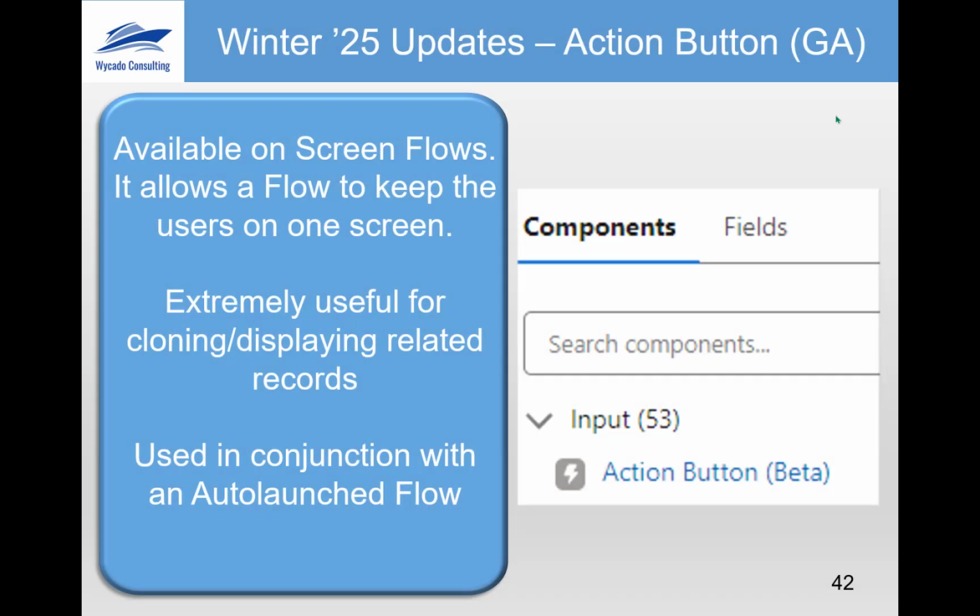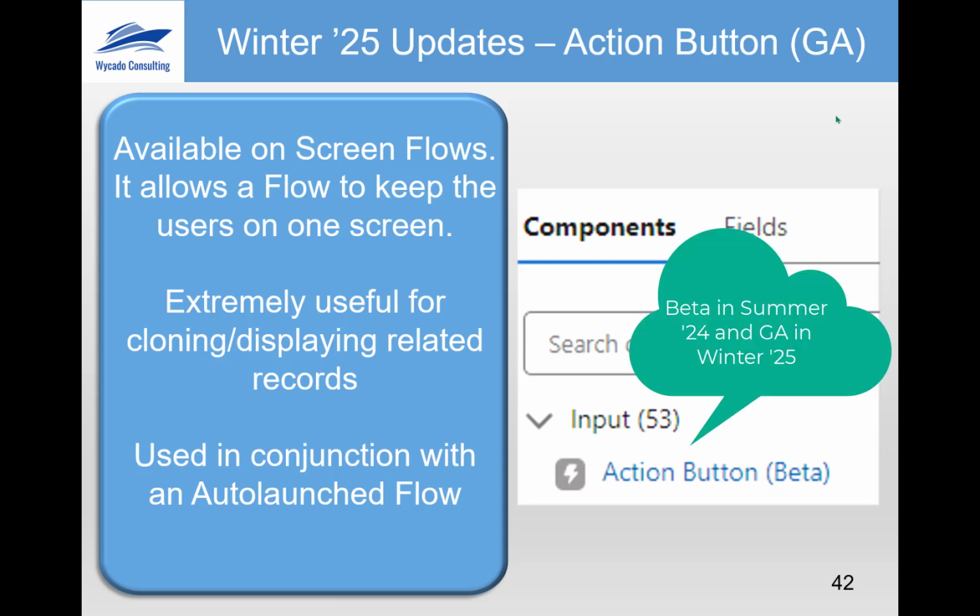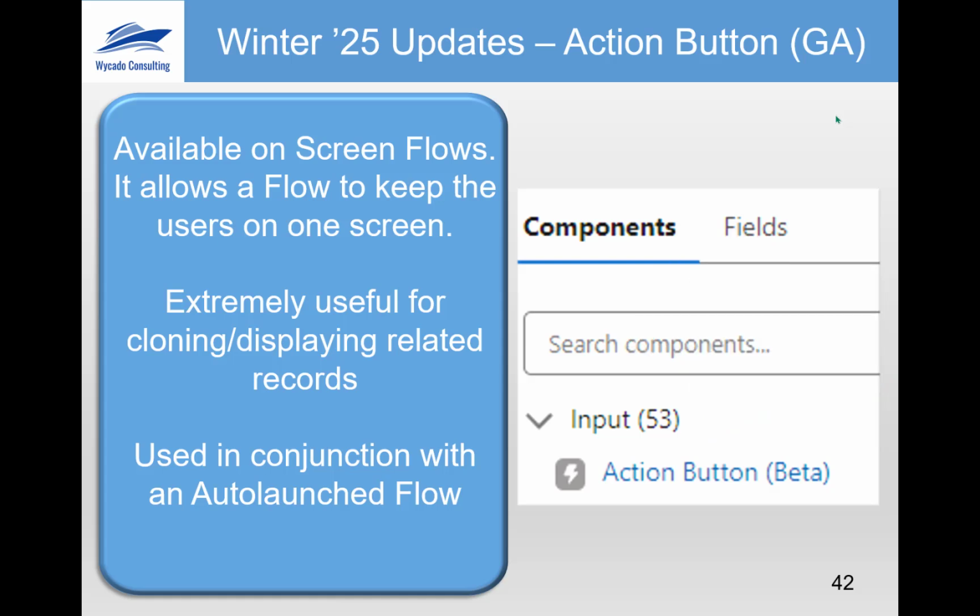I thought I'd do a little video of something that in the Winter 25 release went GA, general availability, because it's very useful. It's called the action button. This is available on screen flows, and basically it allows a flow to keep the users on one screen.